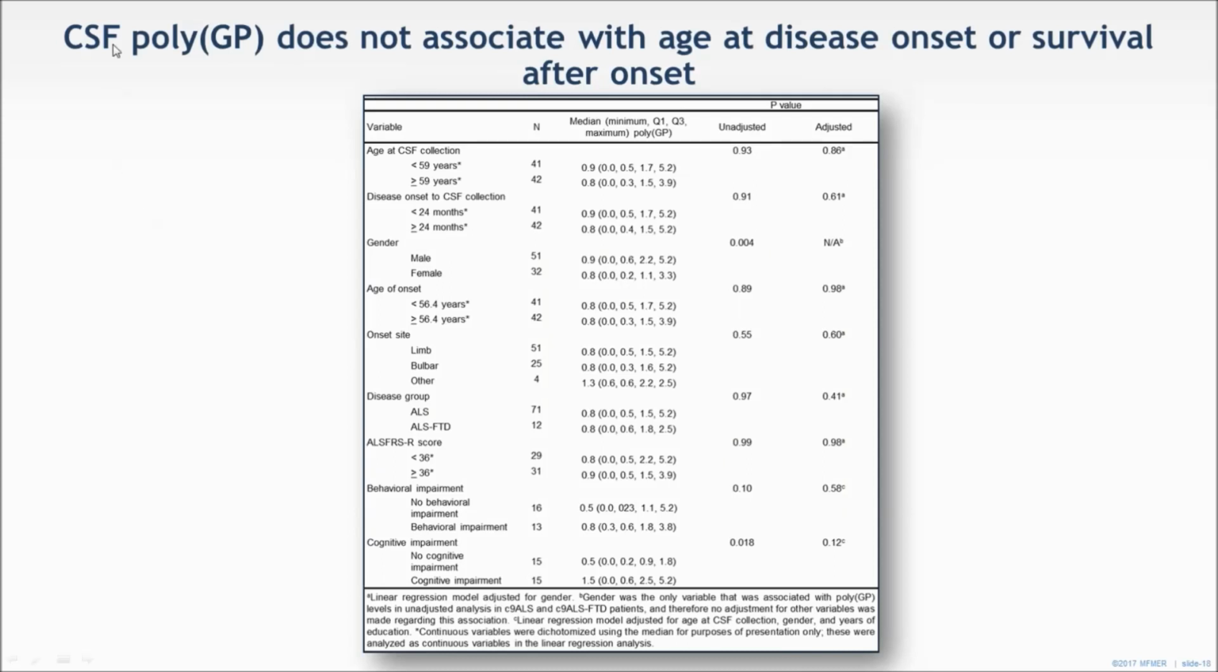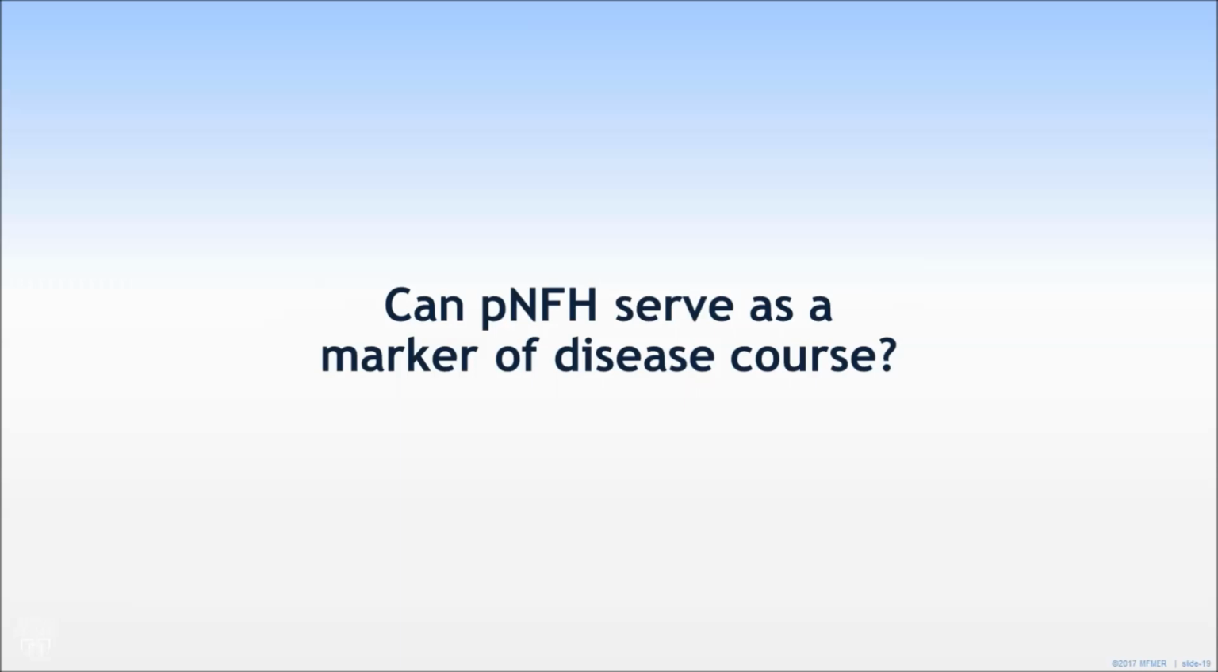However, when we investigated CSF PolyGP levels in our patients and their association with various clinical features, we did not see any significant associations pop out. Certainly, PolyGP levels did not correlate with age at disease onset, nor did it correlate with how long our patients survived following onset. And so based on this, while PolyGP seems to be a promising pharmacodynamic biomarker, it does not provide as much prognostic utility.